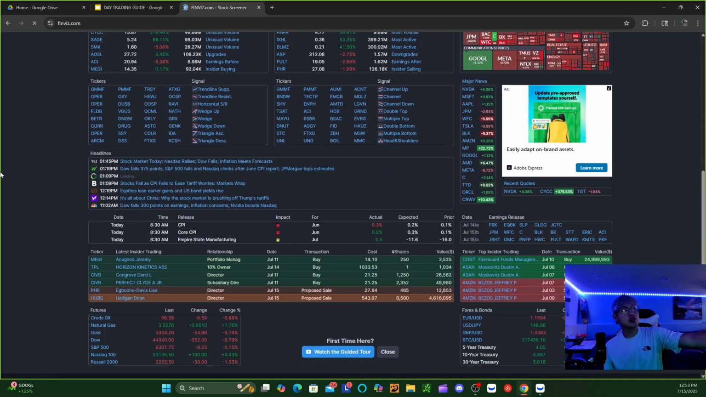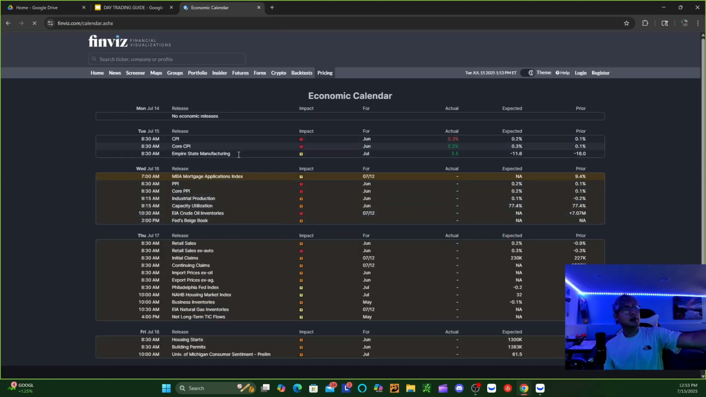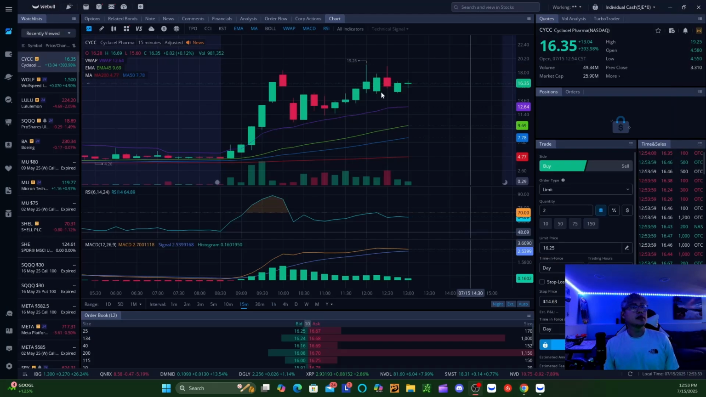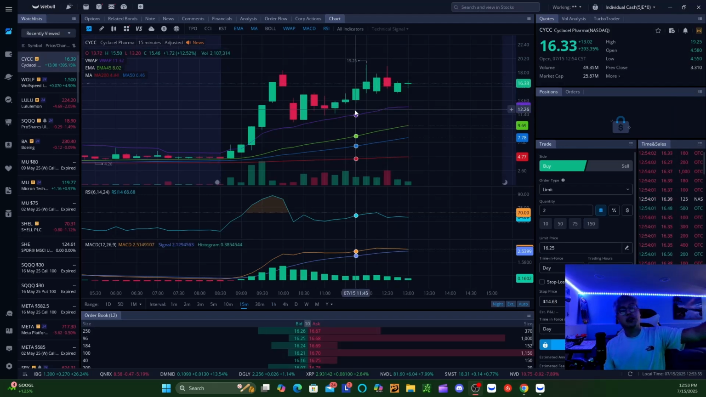Finviz is also good for the economic calendar. Certain calendar events impact the market more than others, and this little red exclamation mark indicates the importance of that economic report's influence on the market that day. It is New York time, Eastern time, not Central, so just subtract an hour from every report you see. All right, so I found that stock. That's what it is for today.